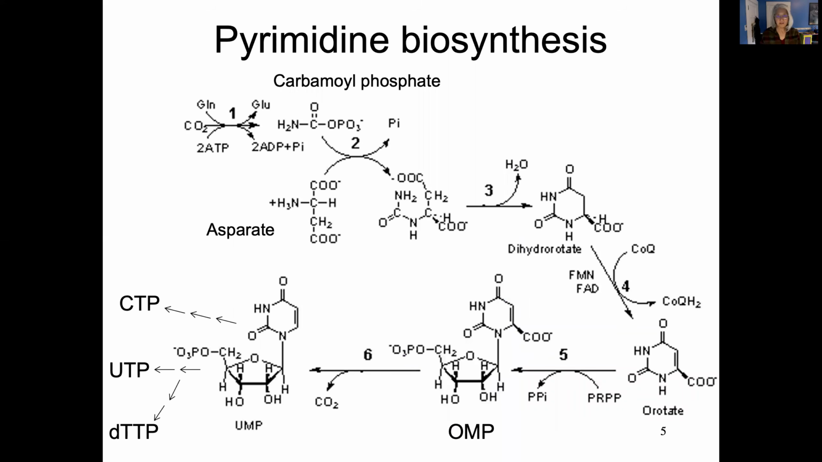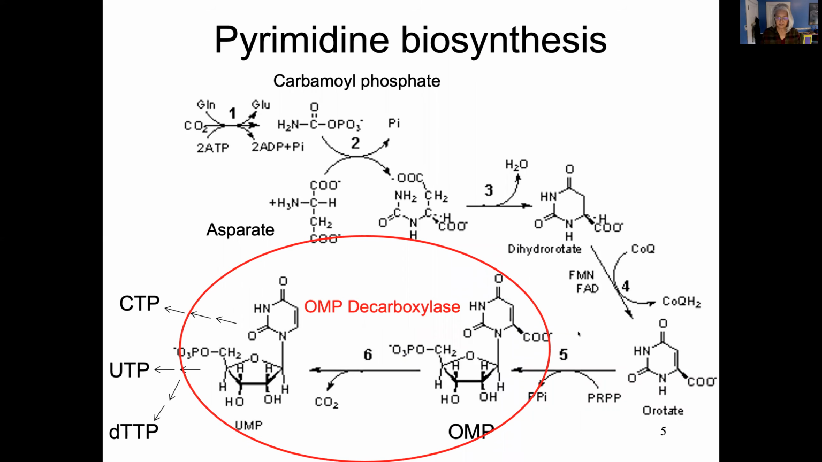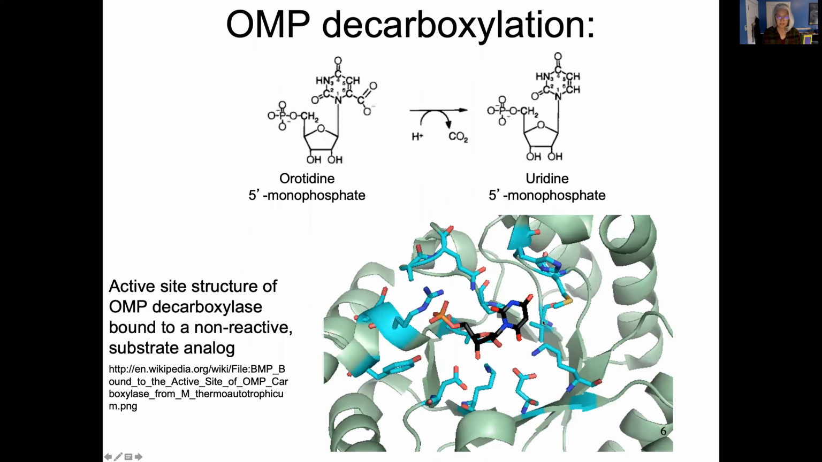So this is the basics of the pathway in pyrimidine biosynthesis, where I won't go through all of this, but the reaction we're interested in is this one down here. It's the sixth reaction, OMP decarboxylase. So again, we're losing a carbon dioxide group from OMP. And so again, this is the reaction.